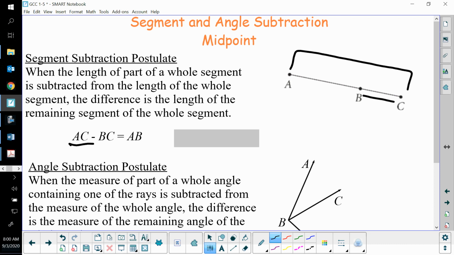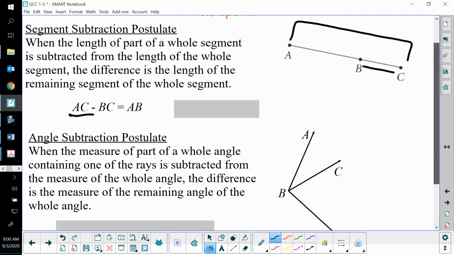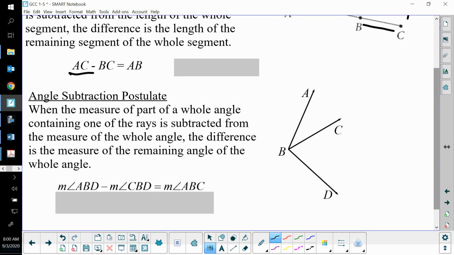And you can write that right on top of your gray box or next to it in your notes. Similar idea with the angles. We can take the big angle, ABD. Now another name we could have used for ABD is DBA. You could go in the reverse, but you could not just call it angle B because there's multiple angles going on there. Subtract the small angle CBD, and you're left with the other small angle ABC. So that would be the angle subtraction postulate.